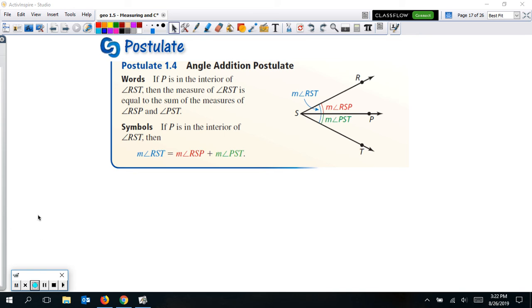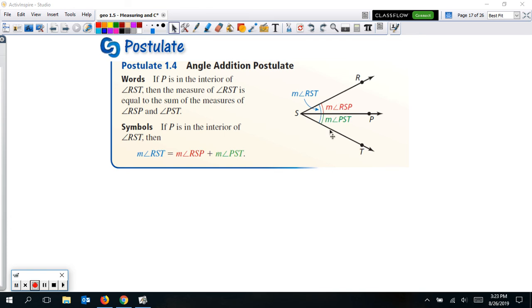So much like segment addition, angle addition is the same thing. We're adding two angles together to get a bigger angle. So if we know the degree of each of these two smaller angles, we could add them together to get the bigger angle. Or if we know the bigger angle's measure, and we know one of these smaller ones, we could do subtraction to find the other one.